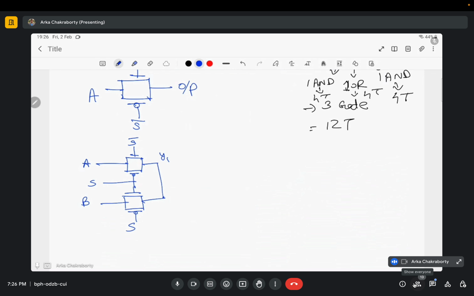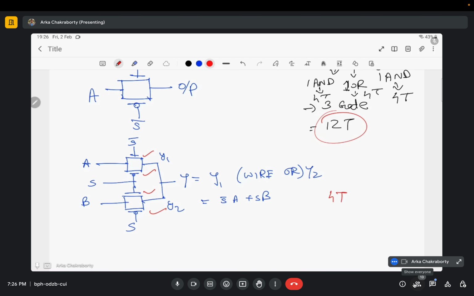Say this is Y1, this is Y2, and this is output Y. Y is equal to Y1 wire-OR Y2, and this implements the logic S bar A plus SB. Check with S bar and SB, you will get this logic. Here I require only 4 transistors, 1, 2, 3 and 4. So a much lesser number of transistors is required. Instead of 12 transistors, I only need 4 transistors to design a 2:1 multiplexer.